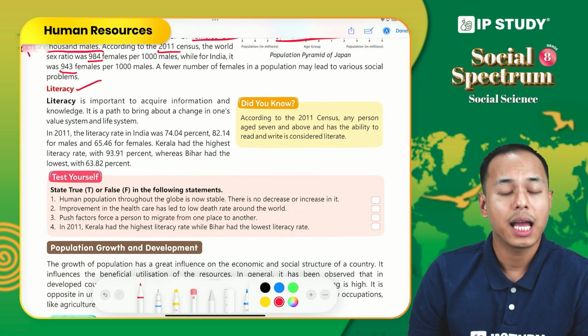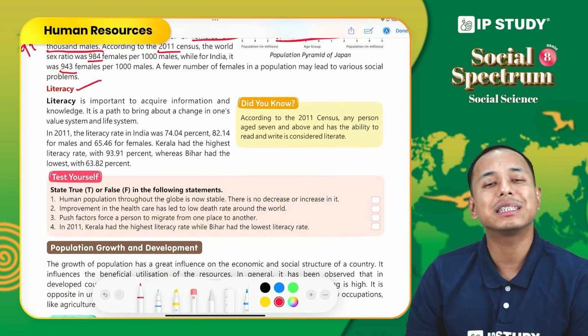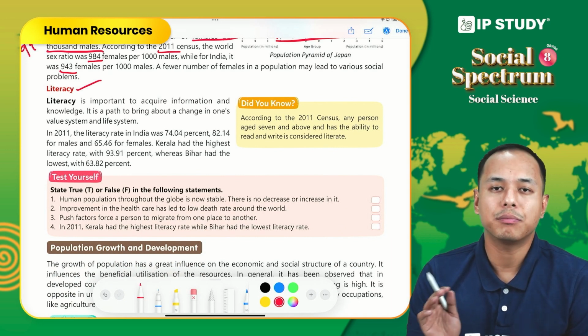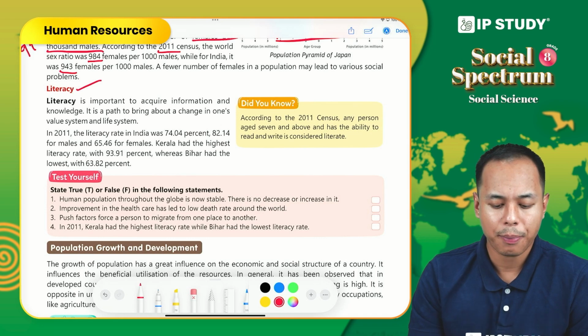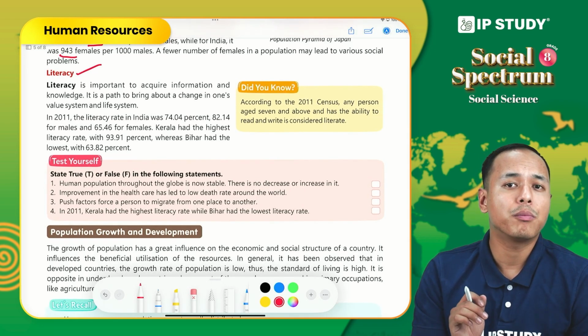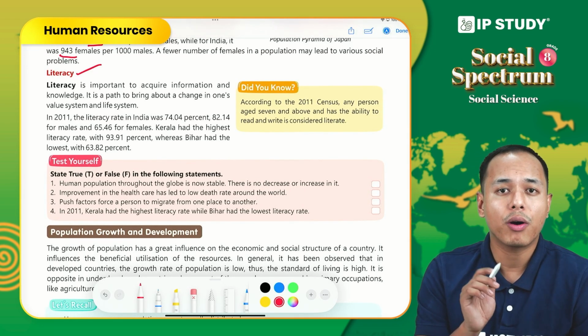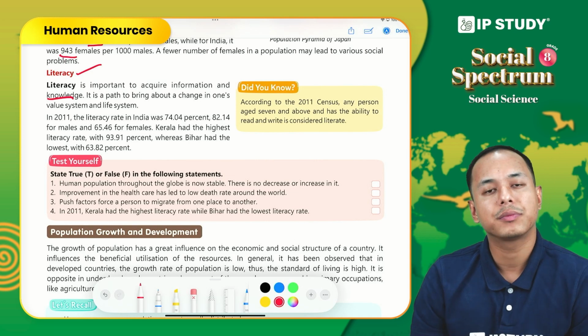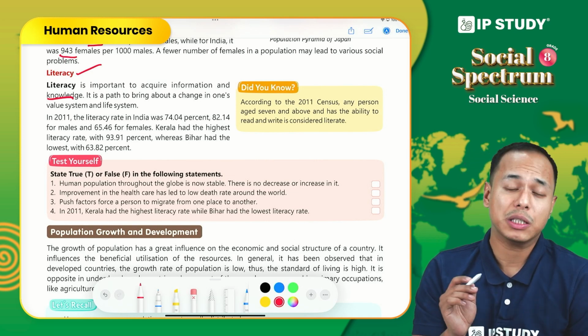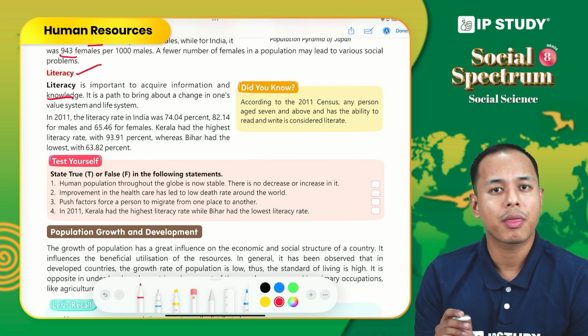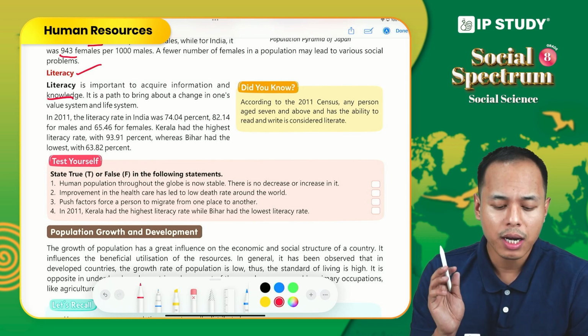Lastly, literacy. Literacy refers to the skill to read and write in a particular language, at least one language. Literacy is very important because it is through literacy we acquire information and knowledge. Literacy helps us to bring a positive change in our life, also add value in our life.